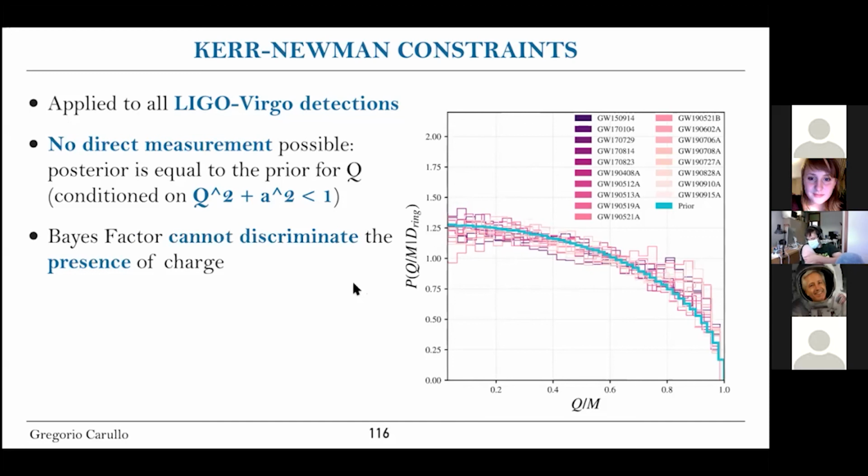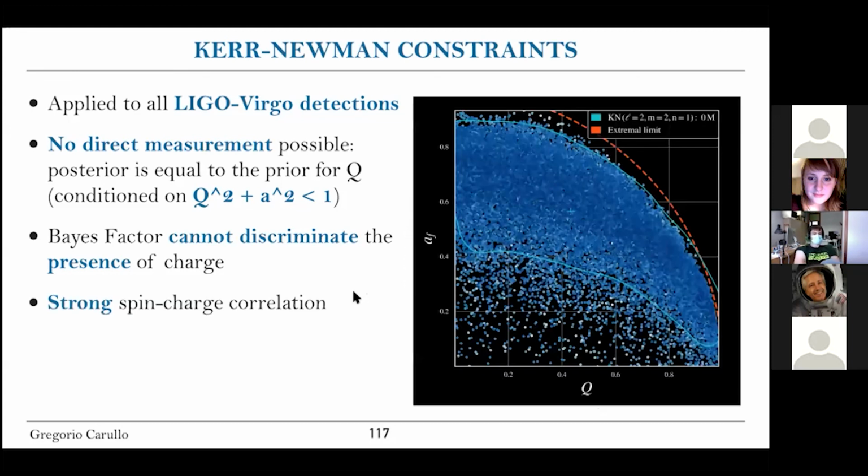But the point is that there's no direct measurement possible, and the Bayes factors tell you that you cannot discriminate the presence of the charge. The reason for this is essentially a very, very strong spin and charge correlation. So here I'm showing a measurement on a single event. This is the spin and charge plot. It's a probability distribution on these parameters. And the light blue line contours the 90% credibility region, which you see is very broad.